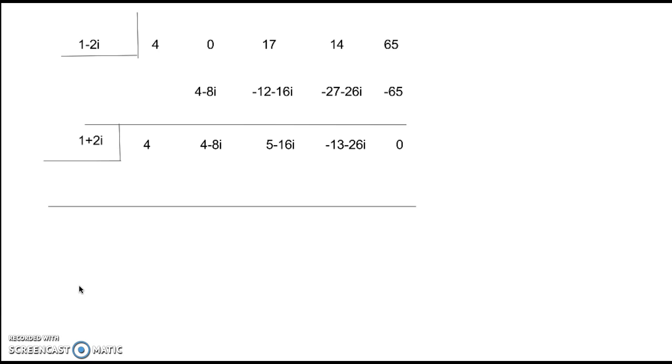So next, this is exactly what we just did before, but now we're going to use the second conjugate, 1 plus 2i. And we're going to do the same thing that we did above. Bring the 4 down, multiply it by 1 plus 2i to get 4 plus 8i. Add 4 minus 8i to that, you get 8. Multiply it, add 5 minus 16i, you get 13. Multiply it, add negative 13 minus 26i to it, and you get 0.